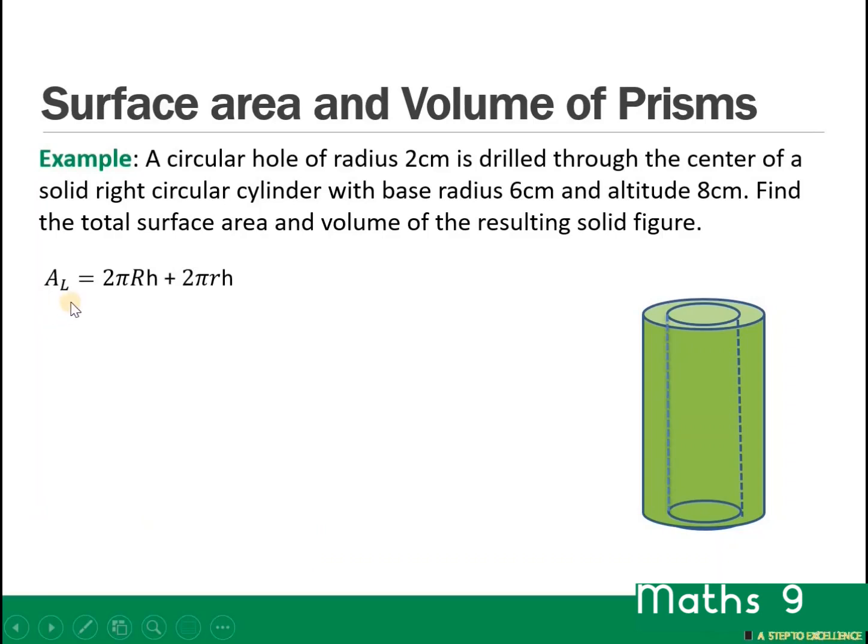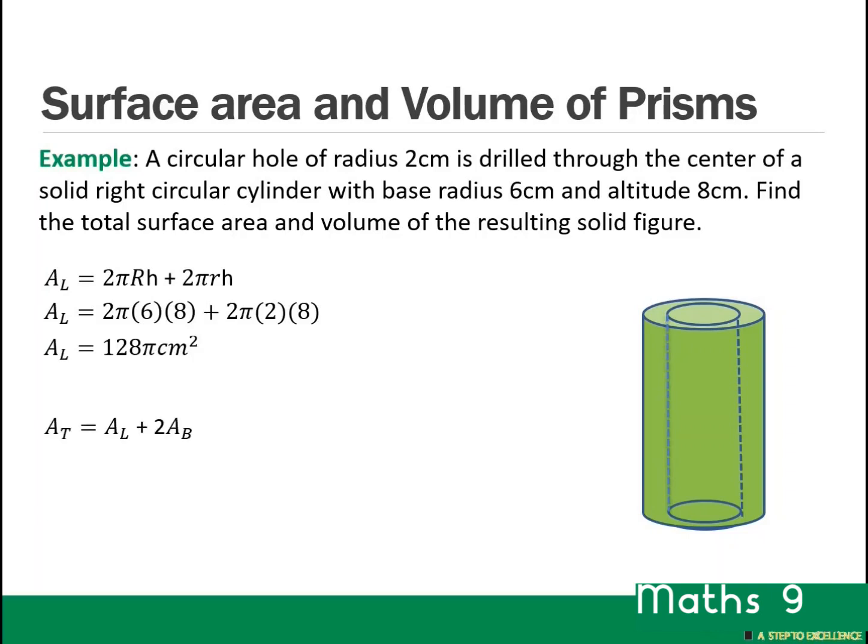We need to use the fact that the lateral surface area is equal to the lateral surface area of the large cylinder, so 2 pi RH, plus the lateral surface area of the smaller cylinder, 2 pi RH, which is 2 times pi times 6 times 8, plus 2 times pi times 2 times 8, which is 128 pi centimeters squared. So the total surface area is the lateral surface area plus 2 times the area of the base.